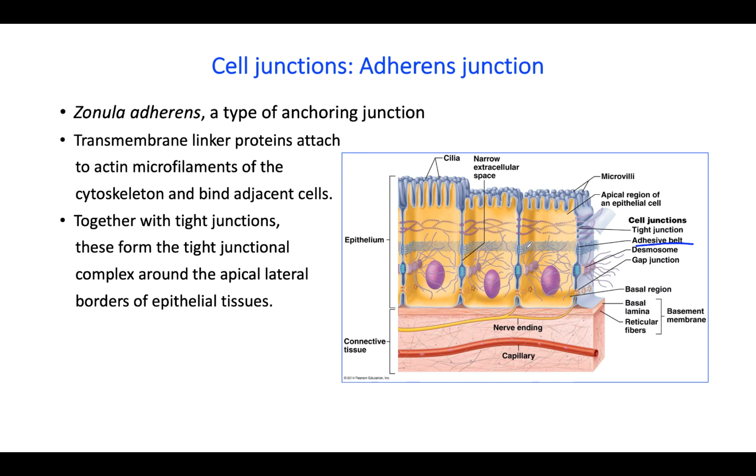And how can this adhesive belt be formed? Transmembrane linker protein binds to the next cell through the membrane, but the other side of this transmembrane protein is attached to actin microfilament in the cytoplasm, and this actin microfilament relays. Here's a relay. Therefore, it forms like a conveyor belt. We call that adherens junction.